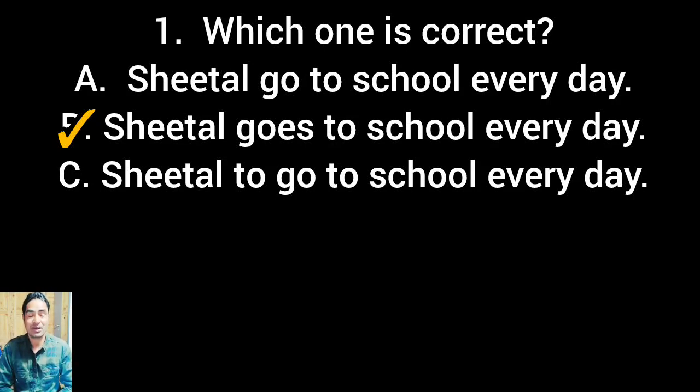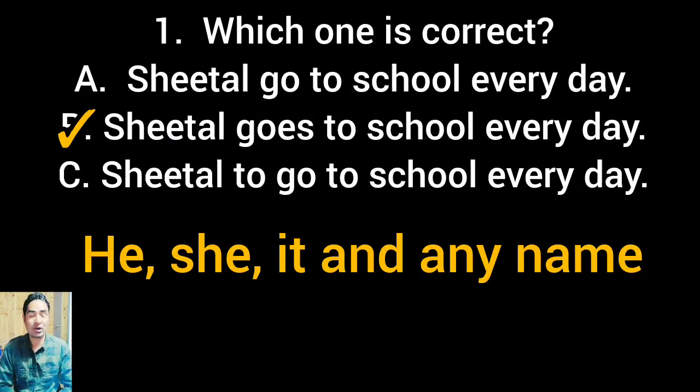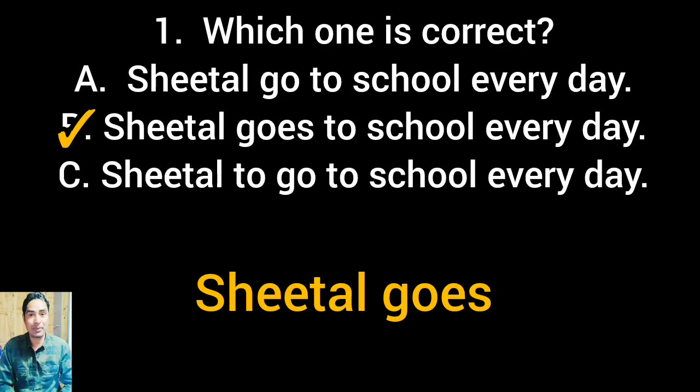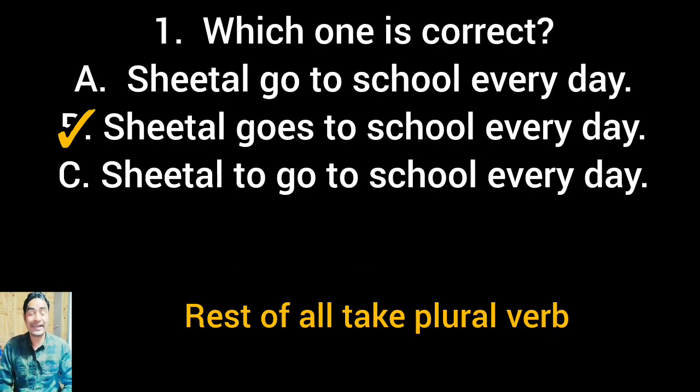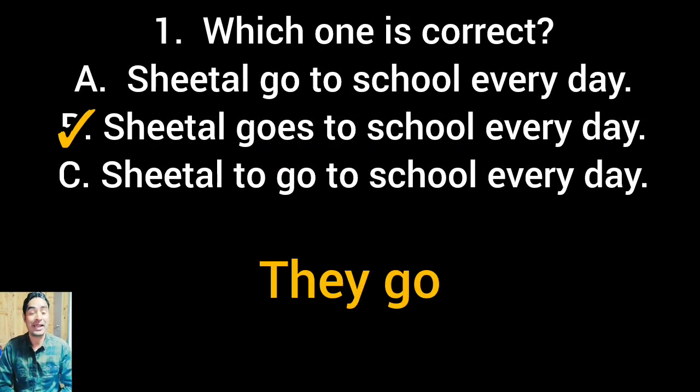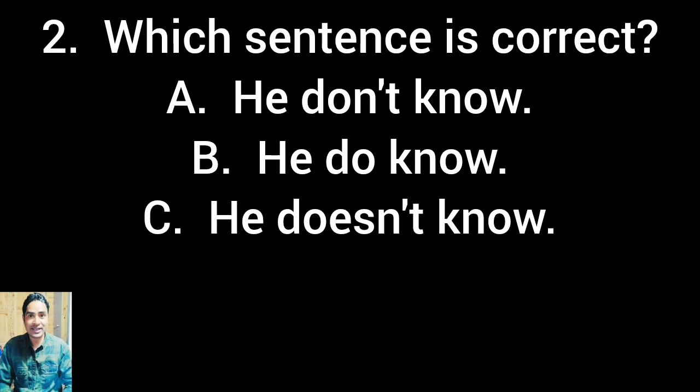But why? Because in present indefinite tense with third person singular number, we use V5, s and es at the end of the verb. Third person singular number means he, she, it, and any name. He goes, she goes, it goes, Sheetal goes. But the rest all take a plural verb. I go, you go, we go, they go, Ram and Shyam go.